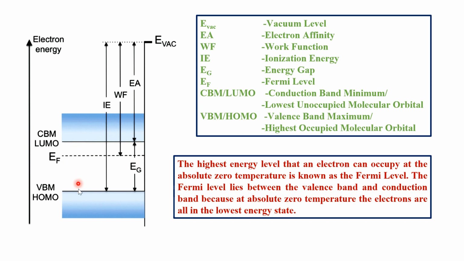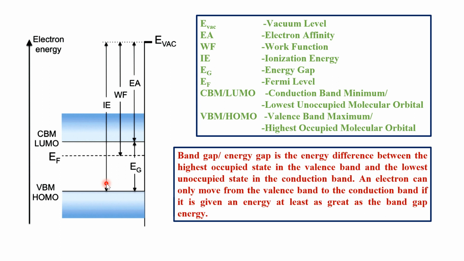So I told that between the conduction band minimum and valence band maximum, there is a region where there is a 50 percentage probability of finding electrons. This is known as the Fermi level. And this Fermi level has yet another definition, that is the highest energy level that an electron can occupy at absolute zero temperature. So beyond that, the electron won't be able to exist. The Fermi level lies between the valence band and conduction band at absolute zero, and electrons are in their lowest energy state. Then the band gap or energy gap is the difference between this particular point and this particular point.